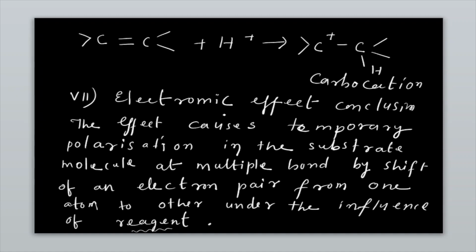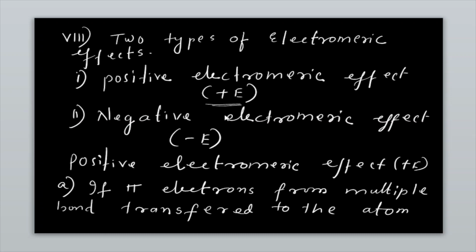Polarization takes place in the multiple bond, and the electron pair moves from the lower electronegative to the higher electronegative atom with the help of the attacking reagent, under the influence of the attacking reagent. Then here you can observe the types of electromeric effect. You should know the types: one is positive, the other one is negative. Positive electromeric effect, that is plus E. Negative electromeric effect, that is minus E.